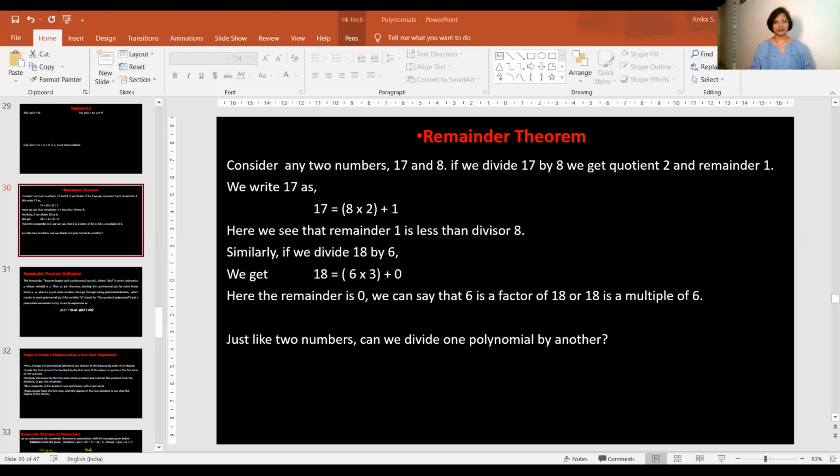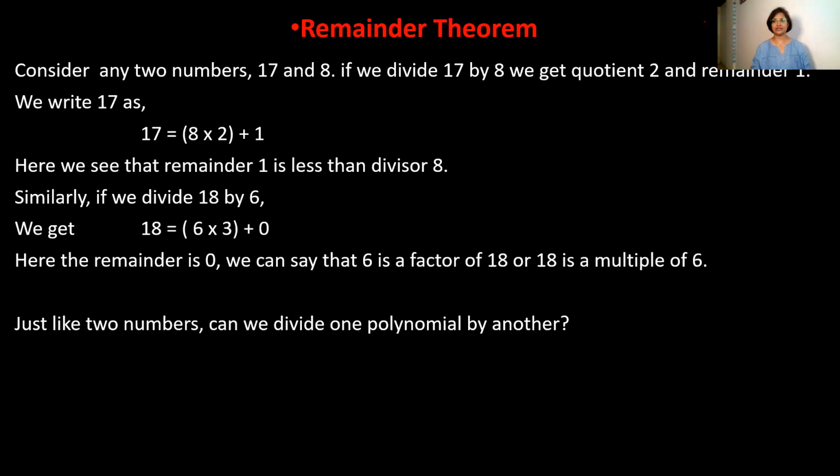So before starting remainder theorem in polynomials, I will tell you about the division of two numbers, because it is similar to that. Here I have taken two numbers, 17 and 8. You can take any other numbers and check it. If you divide 17 by 8, what will you get? You will get quotient 2 and remainder 1.